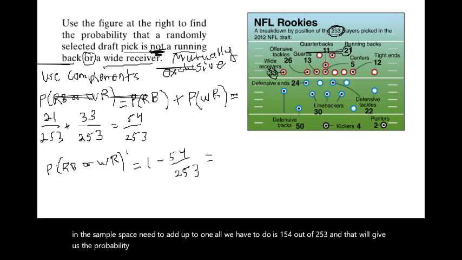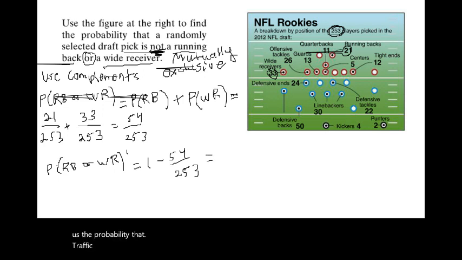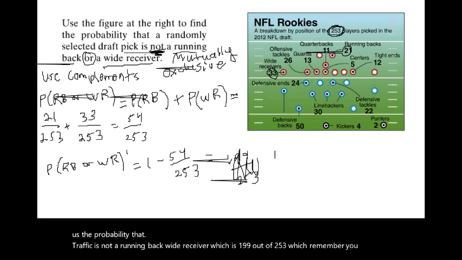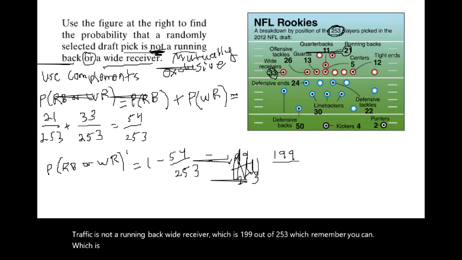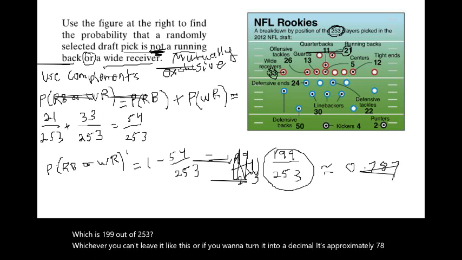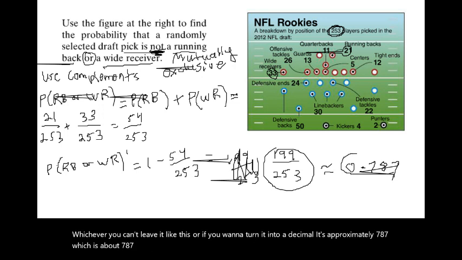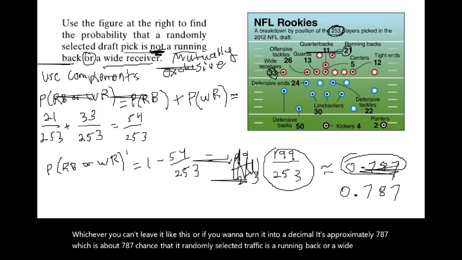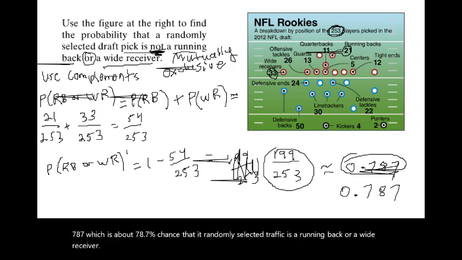That will give us the probability that the randomly selected draft pick is not a running back or a wide receiver, which is 199 out of 253. Remember, you can leave it like this, or if you want to turn it into a decimal, it's approximately 0.787. So it's about a 78.7% chance that a randomly selected draft pick is not a running back or a wide receiver.